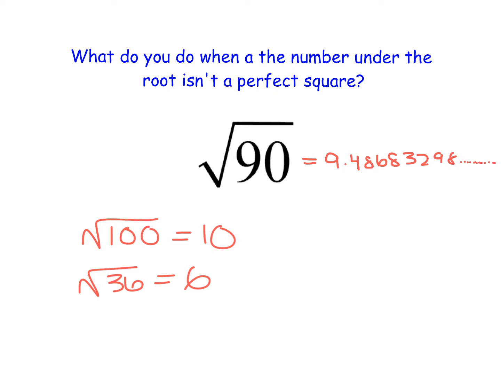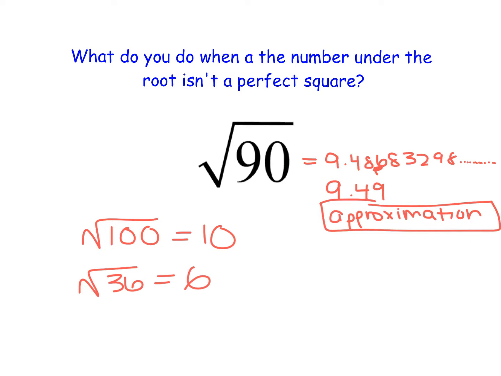So this number isn't something we can easily come up with. We need our calculator to help us out. But unfortunately, if we round this number, for example, to 9.49, because the 6 rounded the 8 up to 9, technically this is called an approximation because it's not exact. There was some rounding involved, and as a result, it went from being an actual number to an approximation.